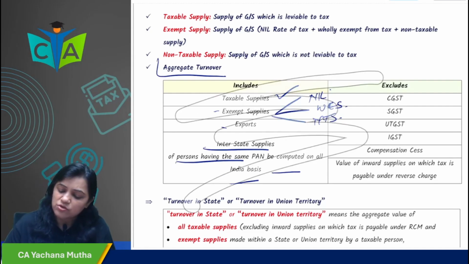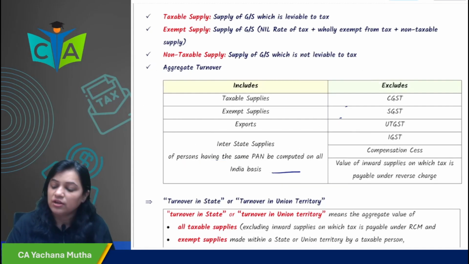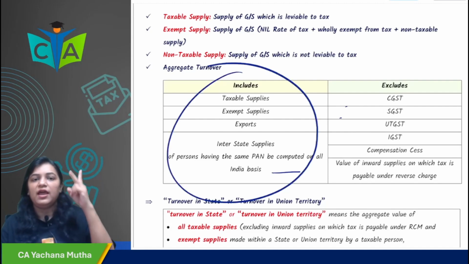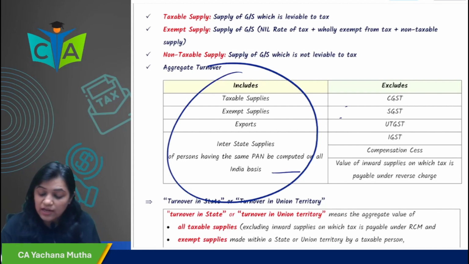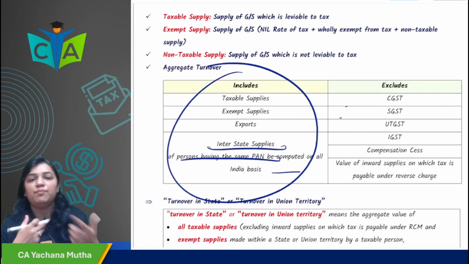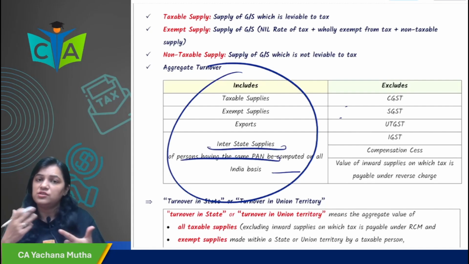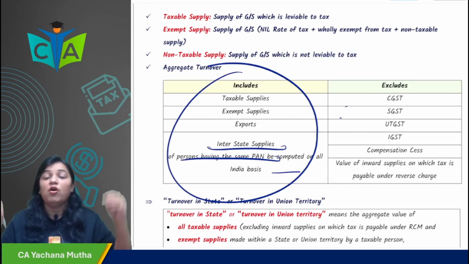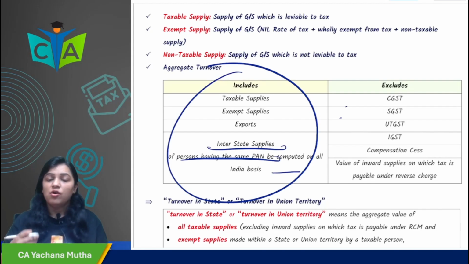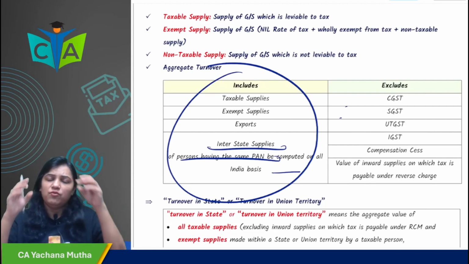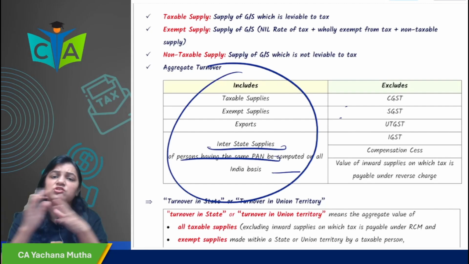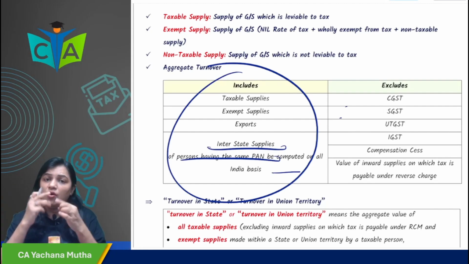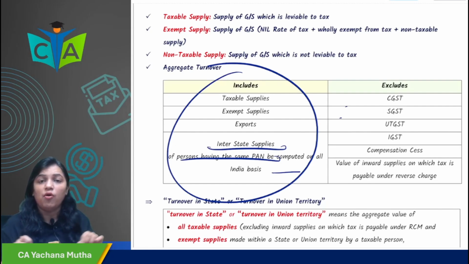So, aggregate turnover includes all these things: taxable supply, exempt supply, export, then interstate supply of the person having the same PAN. Even if you are supplying interstate to a distinct person, that will also be included, and this all should be computed on all India basis. That means whatever branches or registrations are there in all India, it will be computed of all the registrations.